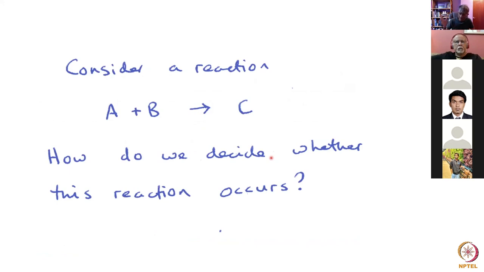Consider any reaction, you know, A plus B going to C. Is it the case that when the enthalpy is reduced in this reaction, that means energy is liberated, so the enthalpy of C is less than the combined enthalpies of A and B? Is it the case that that would define whether or not this reaction happens spontaneously?